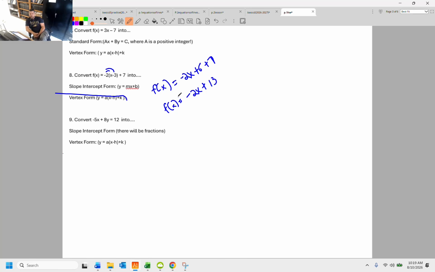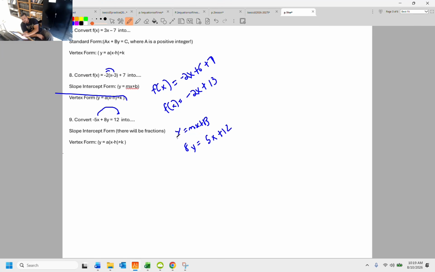Let's look at number 9. You are supposed to convert -5x plus 8y equals 12 into 2 different forms, slope-intercept form being the first one. And there will be fractions. That's not a big deal. But slope-intercept form is y equals mx plus b. So we're going to get the y's by themselves by isolating the 8y. If you jump equality, change your sign. The 5x was negative, now it's positive.